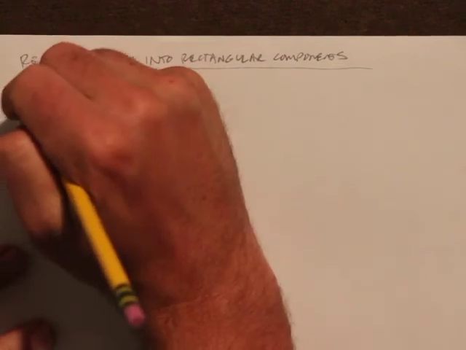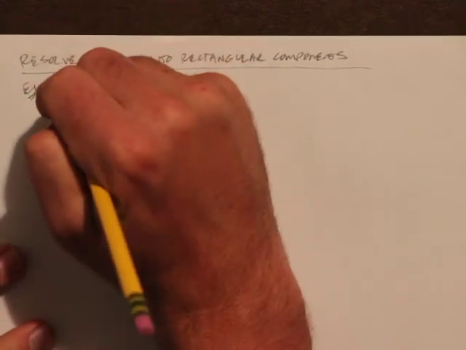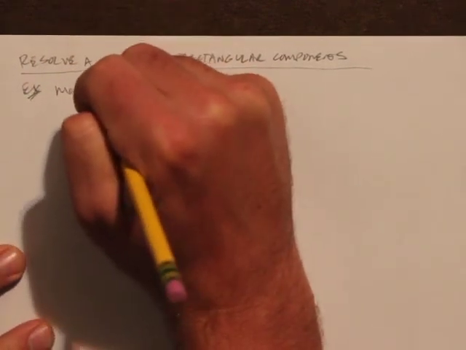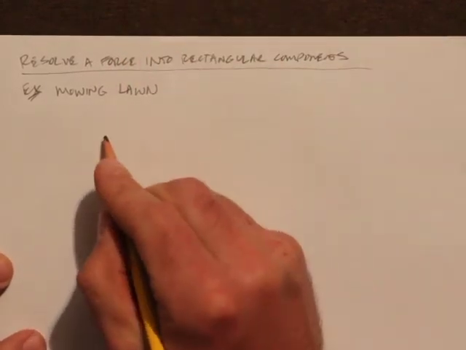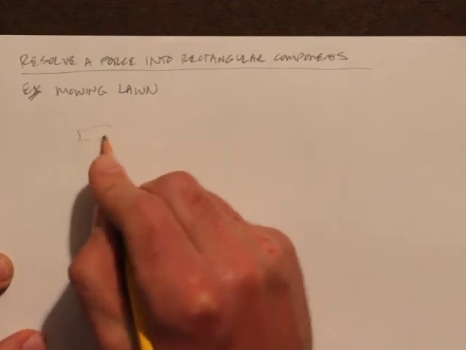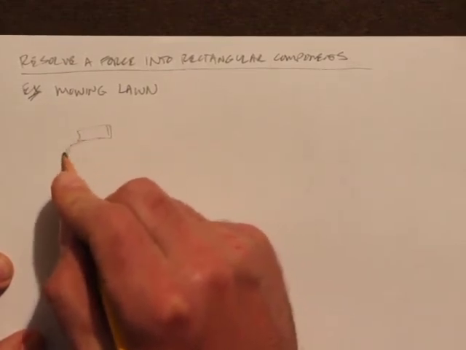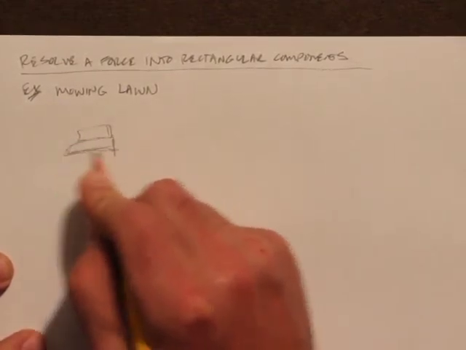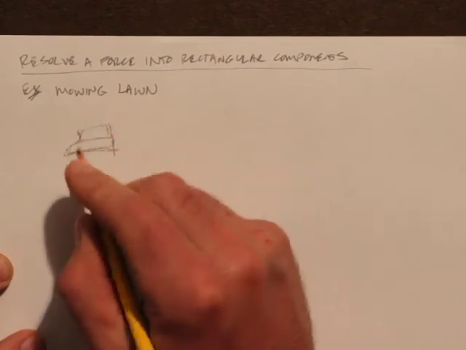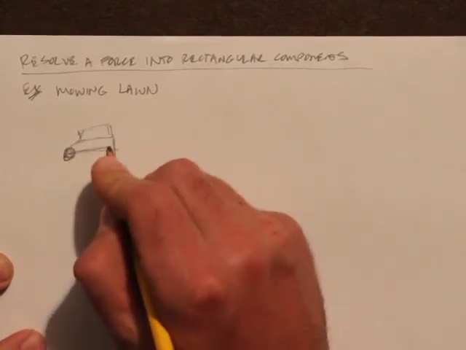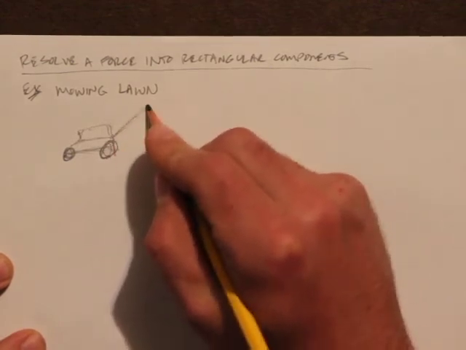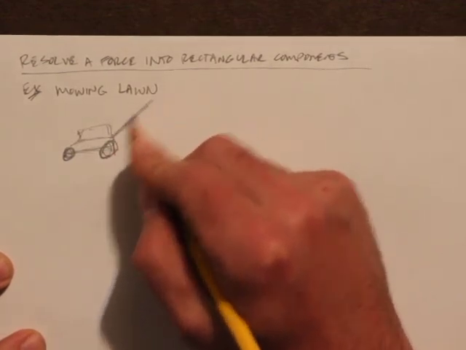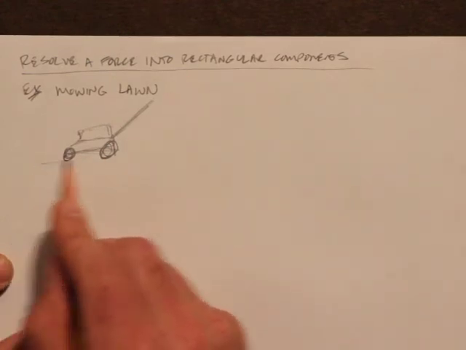All right, so here's your example. We're going to mow the lawn. So first we need to draw a lawnmower. There's kind of the top, there's the part that has the fan in it, and then here are the wheels. And then here is the handle. And here's the grass.